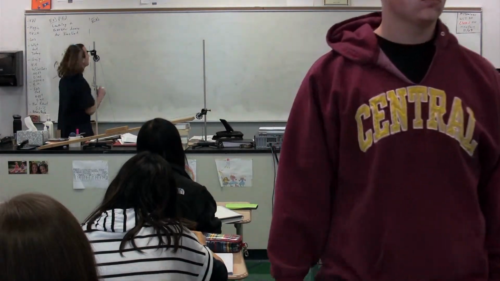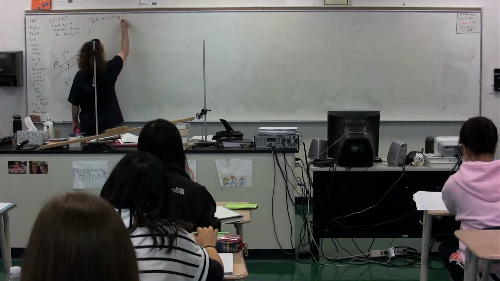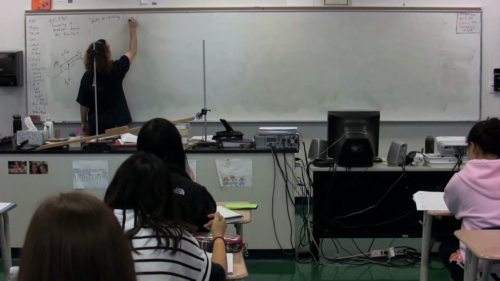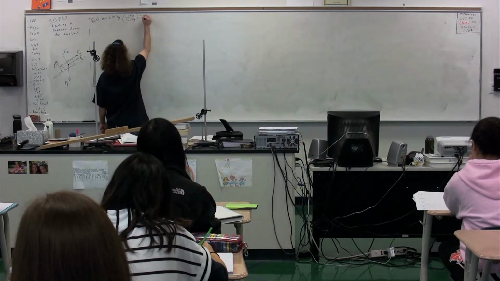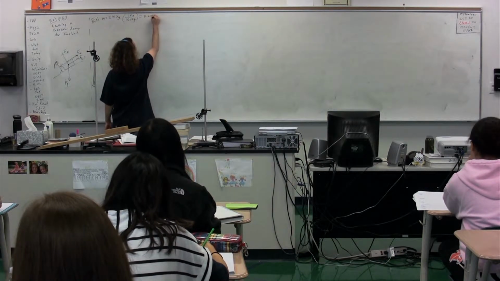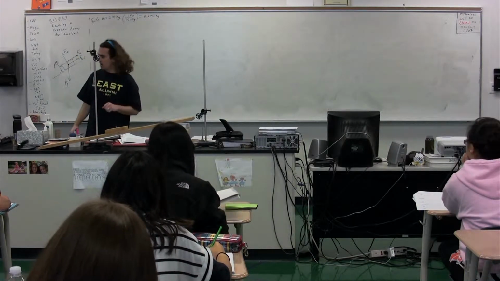So we have the block. The block has a mass of 214.2 grams. We also need that in kilograms, so 1,000 grams on the bottom, 1 kilogram on the top. Grams cancel out. We get 0.2142 kilograms. We also need the angle of the incline.